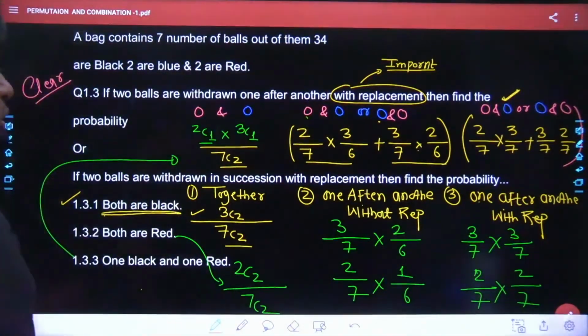Write it down in your copy, because this PDF has already been sent in my Telegram group. So obviously you can take the reference of these problems. You just write the solution part of each and every question.